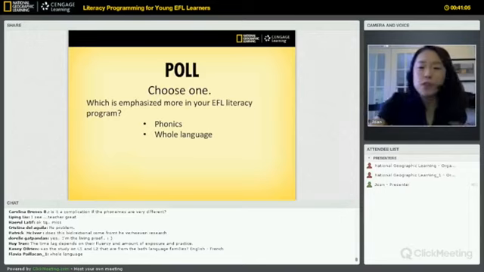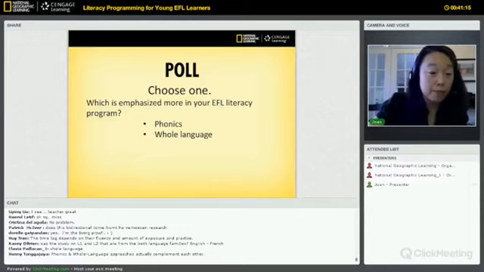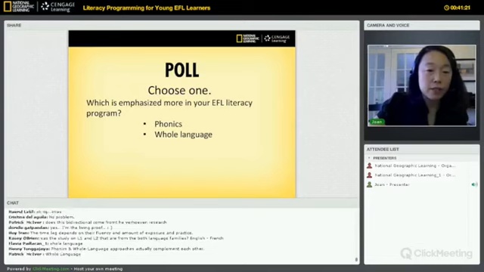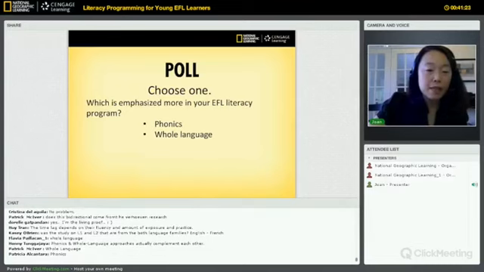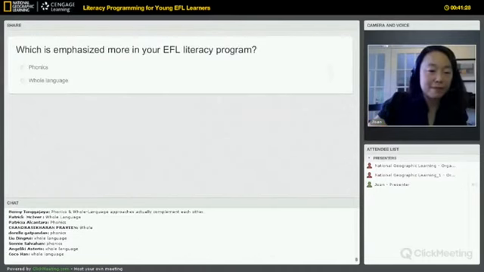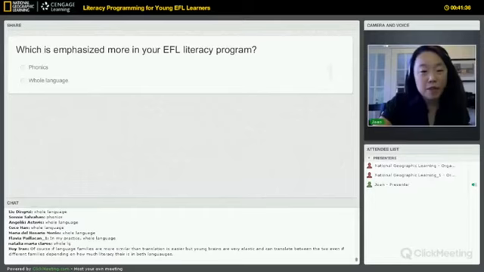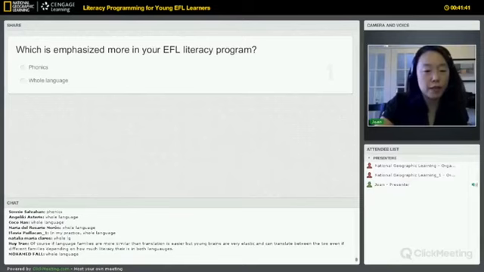And of course, I am curious, in your context, which is emphasized more in your EFL literacy program. All right, so let's just do this poll real quick, because I'm curious what you are focusing on. I'm thinking we might see a balance of both. But if you had to choose one, which one's more emphasized?